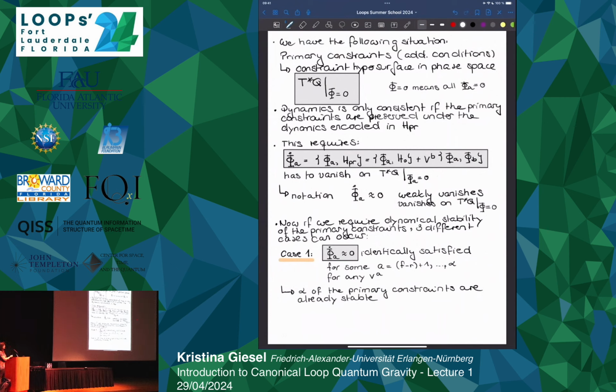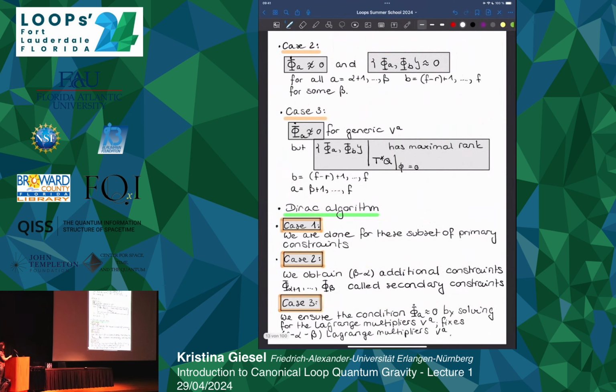Yeah, so if this equation can be written as some combination of already existing primary constraints, we would say it's satisfied. The second case is that this is not satisfied, so it's non-vanishing on the constraint hypersurface. But in addition, the Poisson bracket between these different primary constraints is vanishing weakly. So this might be for a certain subset of your primary constraints, and I just called this subset, it runs from alpha plus 1 to beta.